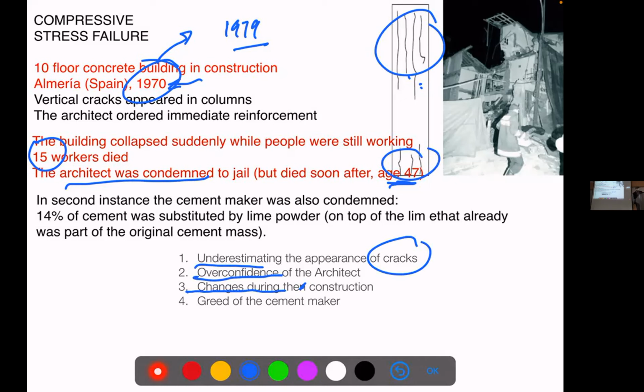And then, of course, greed. We have one common point. Greed kills where you least expect it.